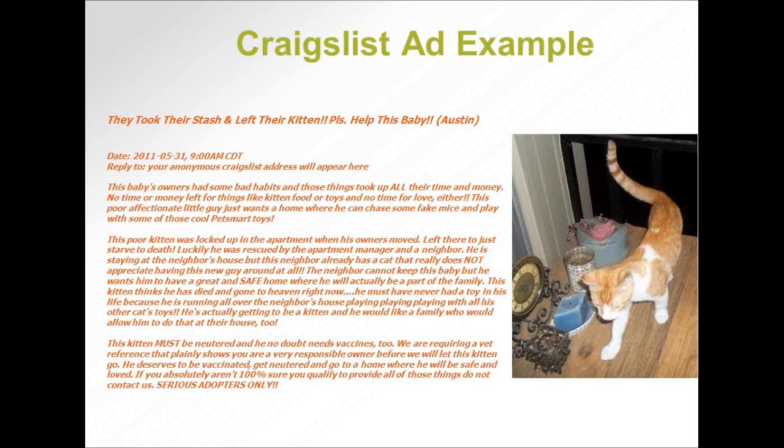So I placed this ad, and this is the exact ad I put on Craigslist. And as you can tell from the top, I always put something creative: "They took their stash and left their kitten. Please help this baby." And just to give you an idea, the first line or two: this baby's owners had some bad habits, and those things took up all their time and money. No time left for things like kitten food or toys, and no time left for love either. So I just go on and tell about the kitten. I don't go into the situation heavily. I go more into what the kitten is like and what the kitten needs, and that he's having fun playing with toys in the neighbor's house now.